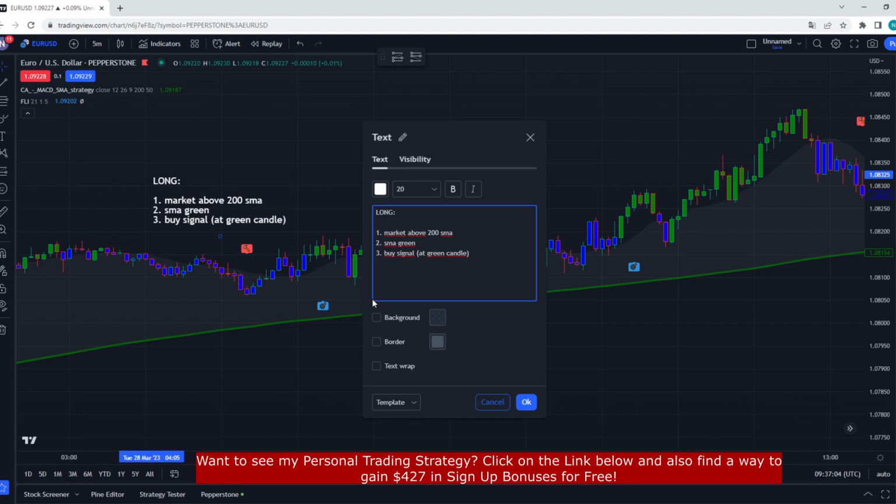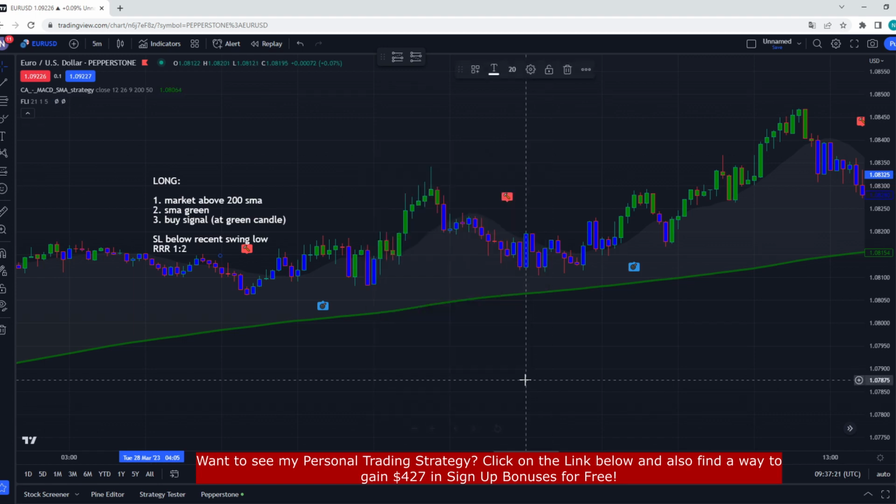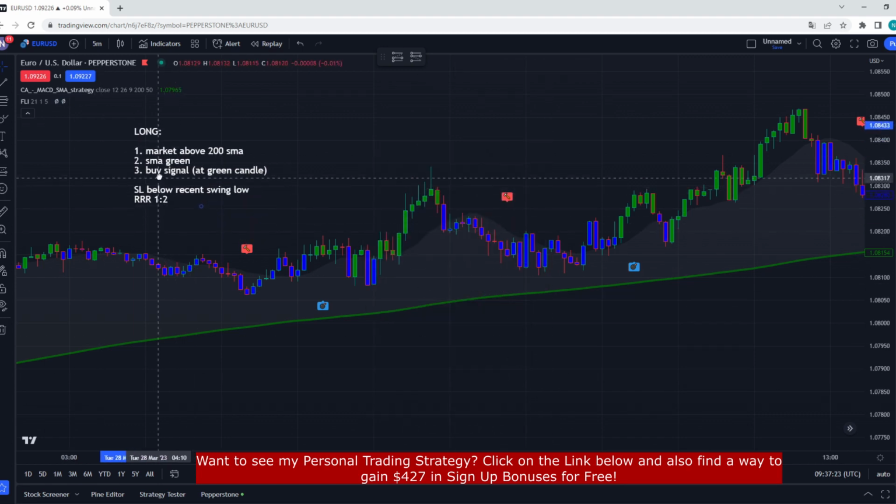If this condition is met, we can enter our trade. We will put our stop loss below the recent swing low, and as always, we will trade with a risk-reward ratio of 1:2. So these are our rules for a long trade.